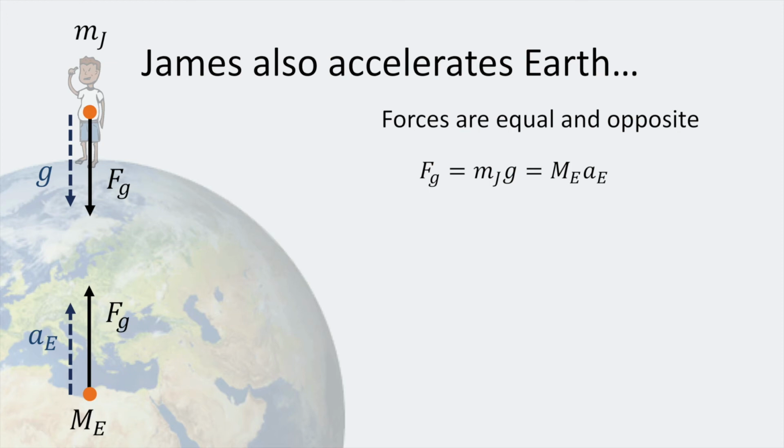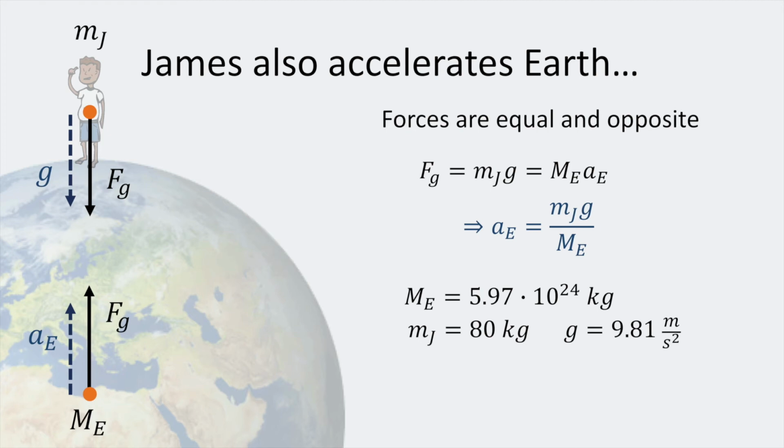So we can just use Newton's second law and equate the two forces and rearrange for the acceleration of the Earth upwards. And if we plug in the values that we have, the mass of the Earth, the mass of James, which we take to be 80 kilograms, and the gravitational field strength, what do we get? We get that the Earth accelerates upwards at a value of the order of 10 to the minus 22 meters per second squared. And this is, of course, a tiny acceleration, but it is real. The Earth actually does accelerate upwards towards you because of your mass.